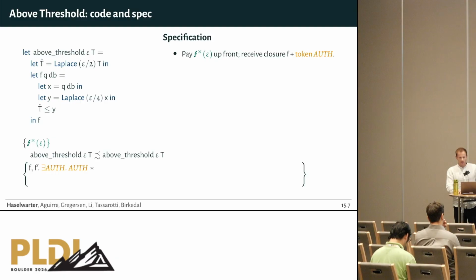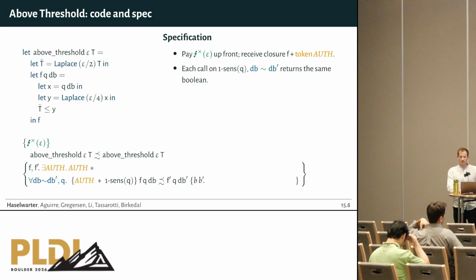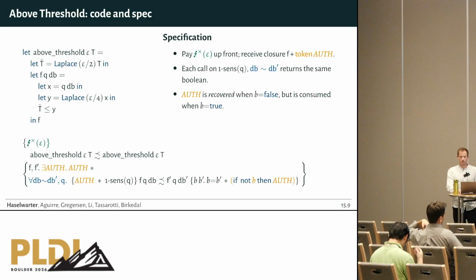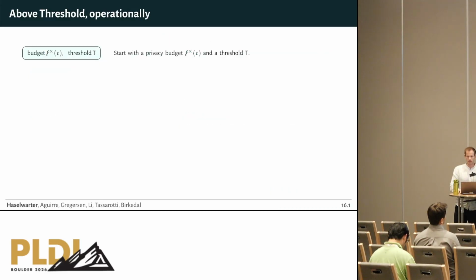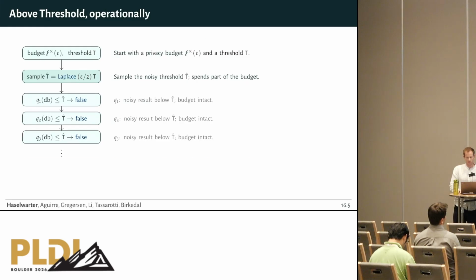And so we can give this a nice specification that completely abstracts over the internal use of credits, where a client only has to know that it has to manage the authorization token that tracks whether or not we've observed a value that exceeds the threshold. And so this really follows the operational picture of this algorithm.